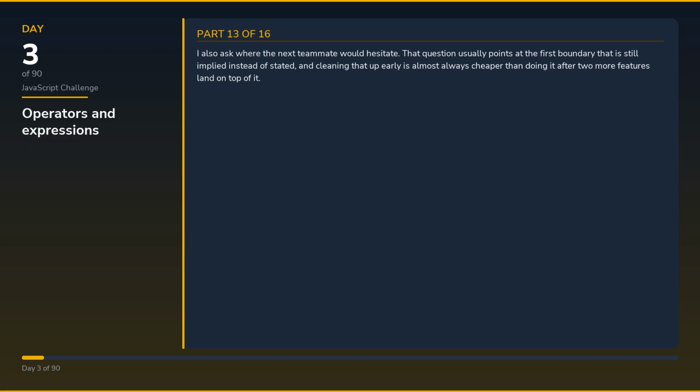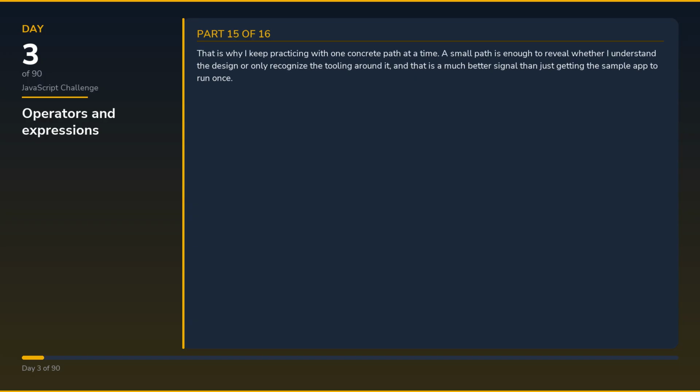I also ask where the next teammate would hesitate. That question usually points at the first boundary that is still implied instead of stated, and cleaning that up early is almost always cheaper than doing it after 2 more features land on top of it. When the code is shaped well, the UI boundary, modules, handlers, and logs tell the same story. When they do not, the mismatch shows up in review before it shows up in production, which is exactly where I want the correction to happen.